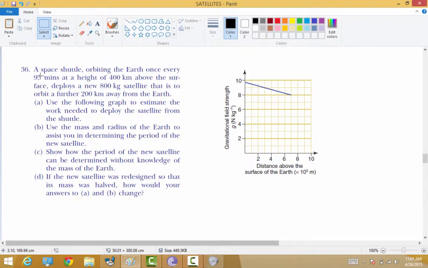Okay, we have a space shuttle orbiting the Earth, and the shuttle itself is a satellite. It orbits the Earth once every 93 minutes. This gives you the period of the space shuttle at a height of 400 kilometers above the surface of the Earth. It deploys a new 800 kilogram satellite that is to orbit a further 200 kilometers away from the Earth.